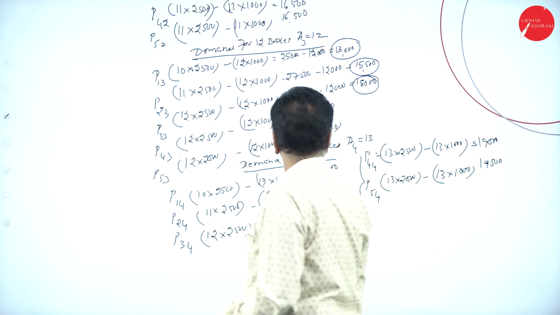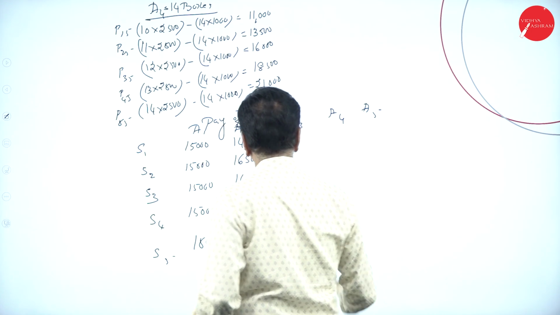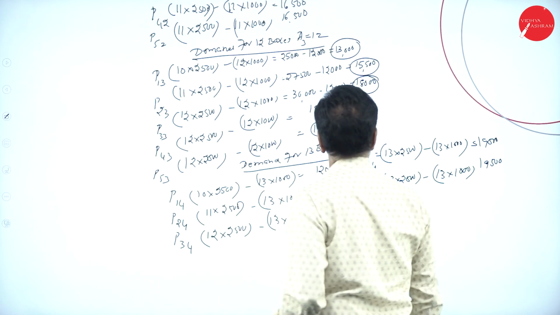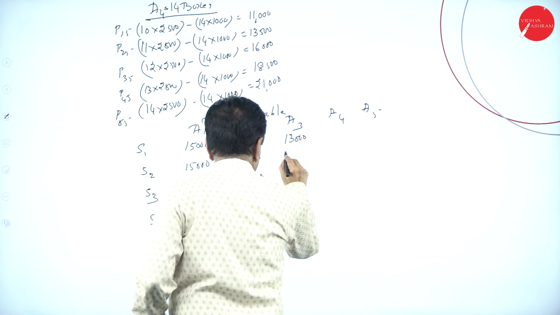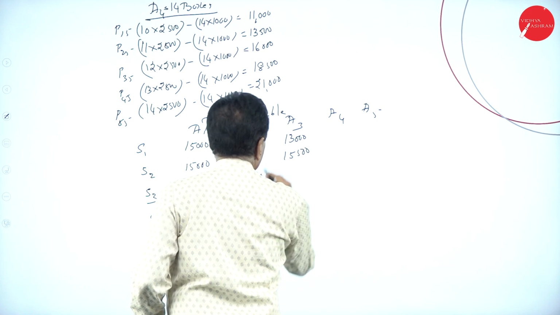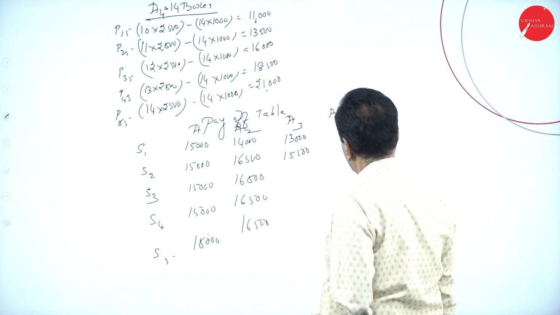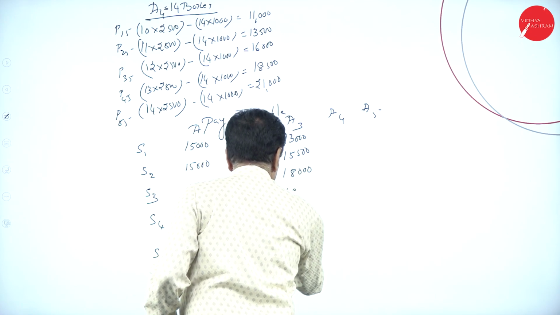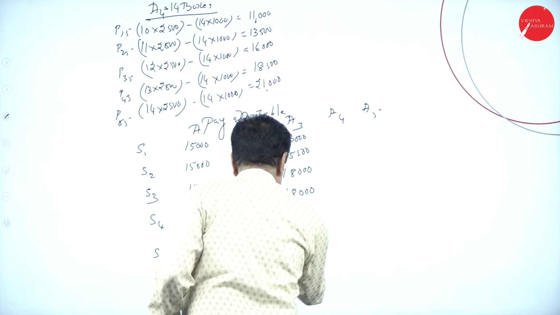Then A3: 13,000. Next, 15,500. Then 18,000, 18,000, 18,000.